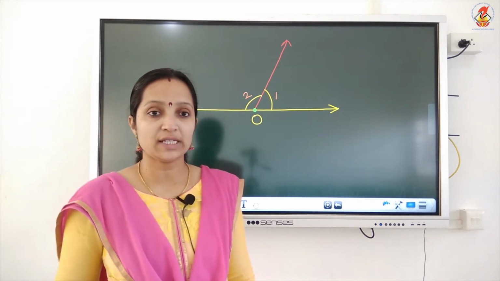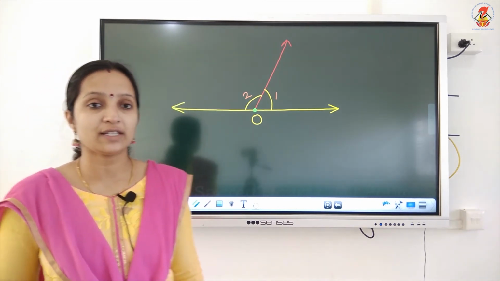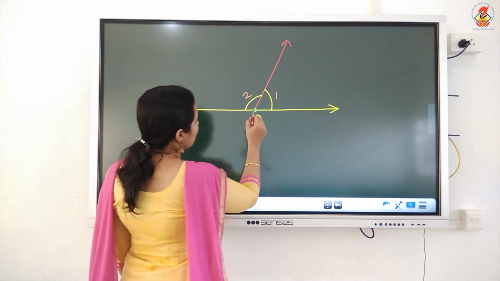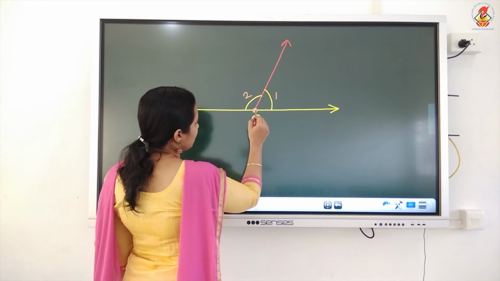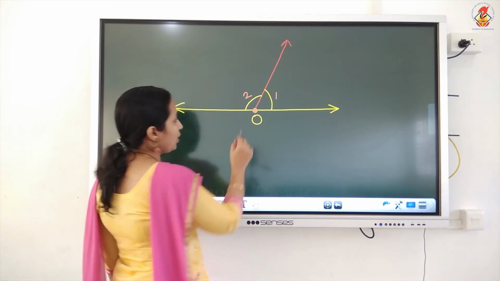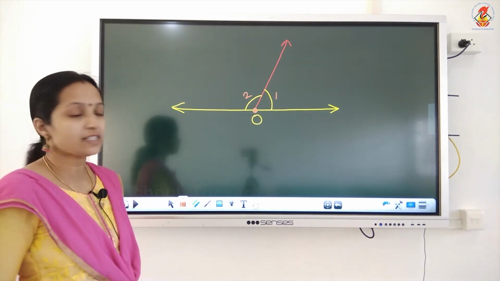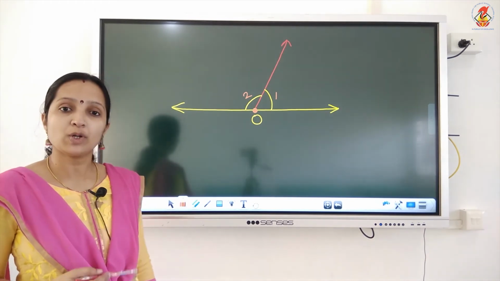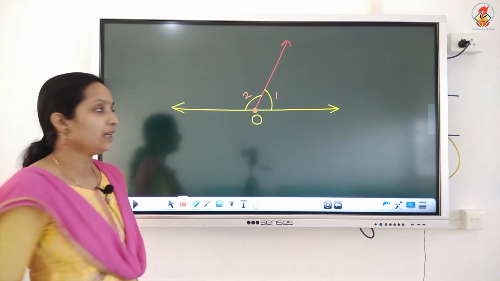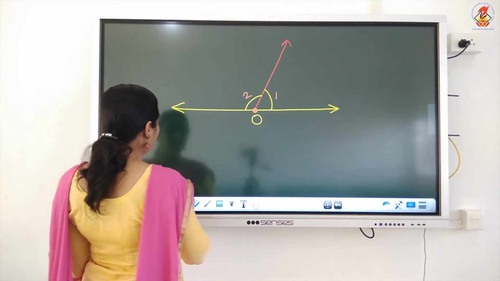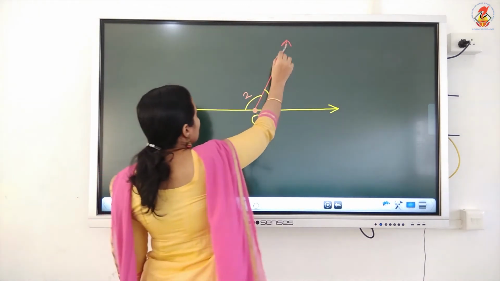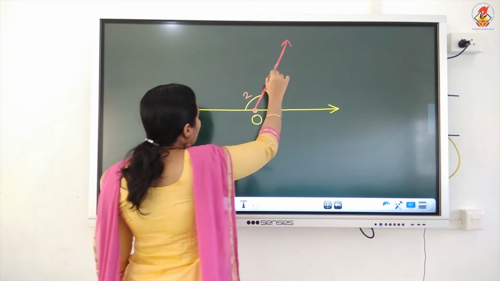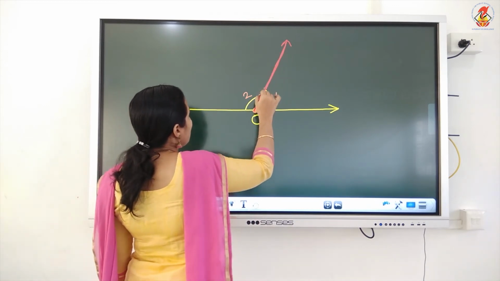Now, look at this figure. These angles are adjacent angles. What is the condition for adjacent angles? They should have a common vertex. Is there any common vertex? Yes, O is the common vertex for angle 1 and angle 2. Now, is there any common arm or common ray for these 2 angles? Yes, this is the common ray for these 2 angles.